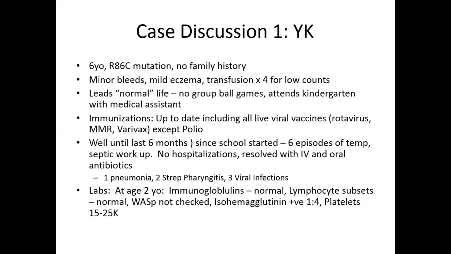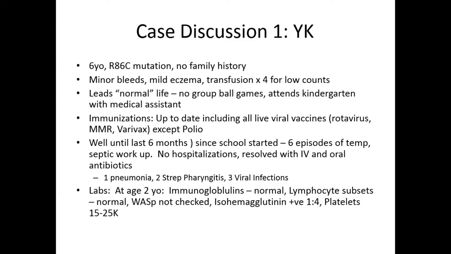So first patient is YK. He's a six-year-old. He has the R86C mutation we have talked about a lot today. No family history, minor bleeds, mild eczema, sometimes transfused, leads a normal life with the exception that he doesn't do football, baseball, whatever. He attends kindergarten with a medical assistant. He has had all vaccines, including live viral vaccines, MMR, et cetera.